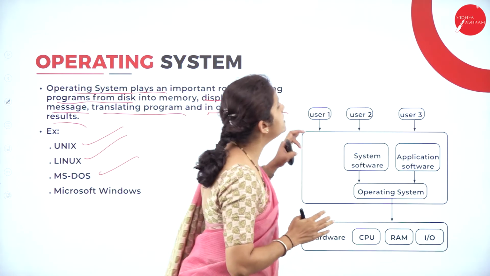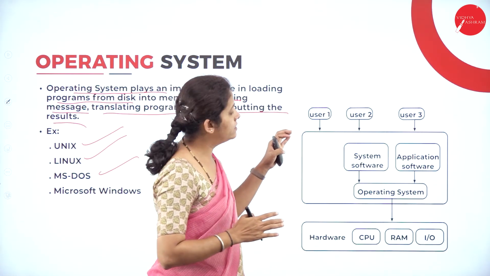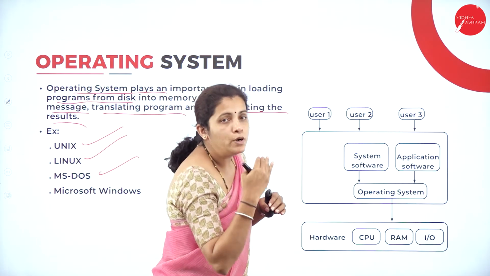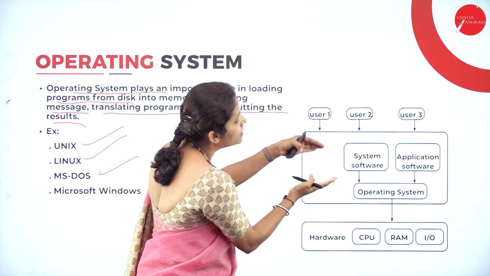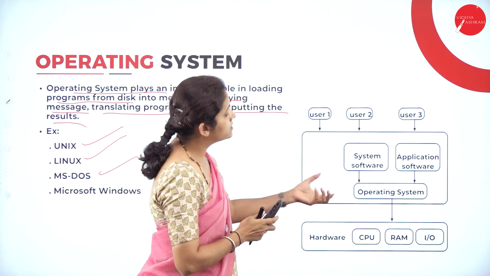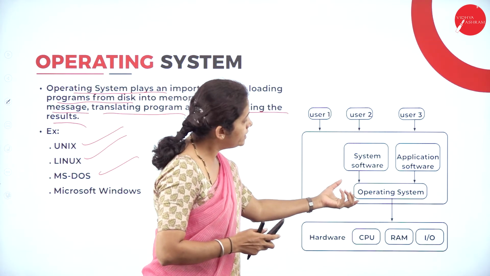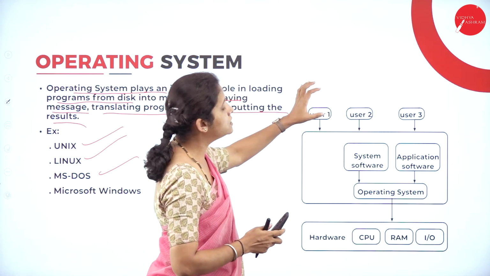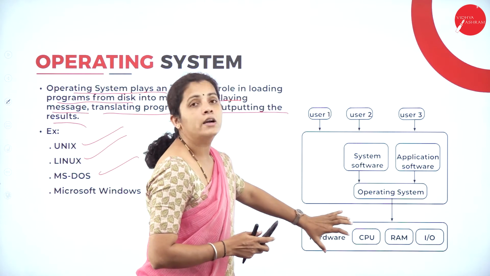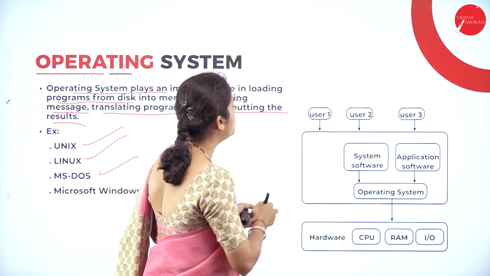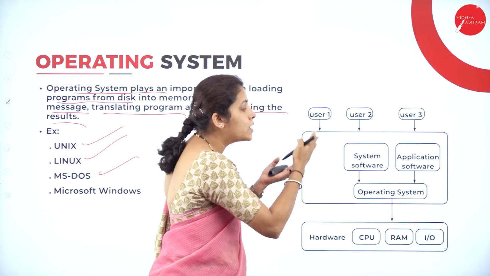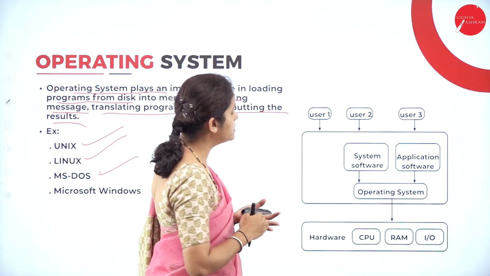By seeing this figure, we can say that an operating system is a mediator or interface between the user and the computer hardware. Suppose the user wants to communicate with the computer system.